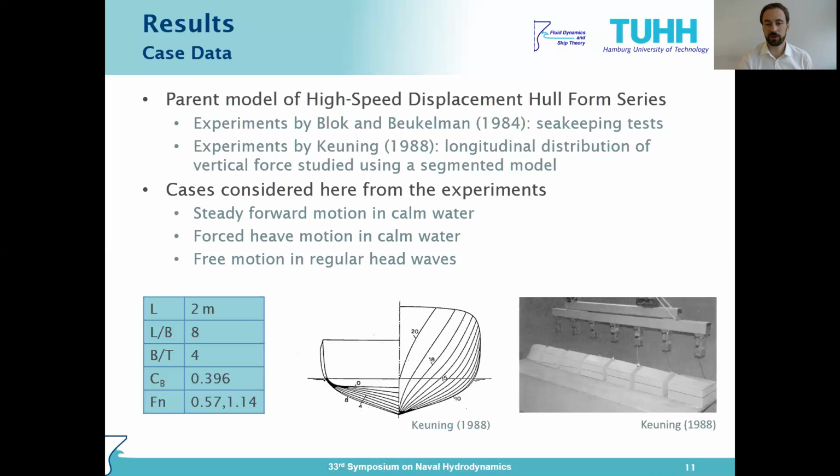The body plan of the model is shown also on the slide, and the table contains the most important information about the hull. The length of the model was 2 meters. The block coefficient is quite low, below 0.4. And the Froude numbers considered in the paper are 0.57 and 1.14. And it should be noted that all computations are carried out in model scale.